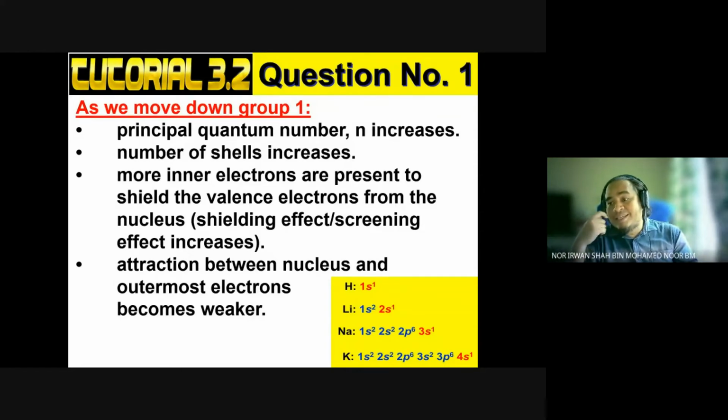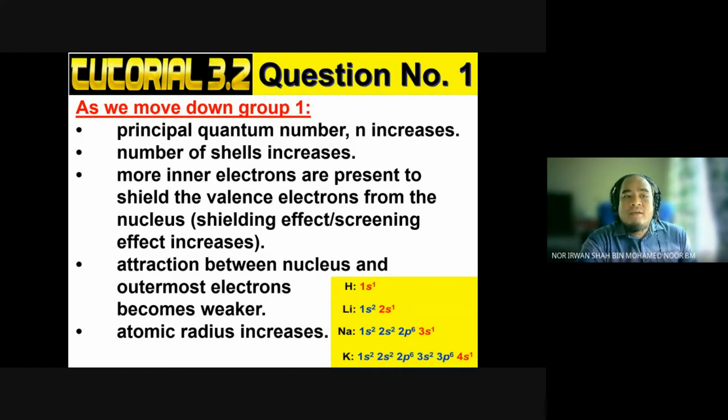So apa kesan ni guys? Jadi kesan dia adalah finally kita boleh katakan atomic radius increases. So that's why guys, kalau kita move down a group from hydrogen until potassium, for example, kita akan dapati size is getting bigger, bigger and bigger. So ingat guys, when it comes to kita move down a group, the main factor that we need to consider is principal quantum number ataupun N, ataupun number of shells. Okay guys, so itulah dia the answer for this question 1.